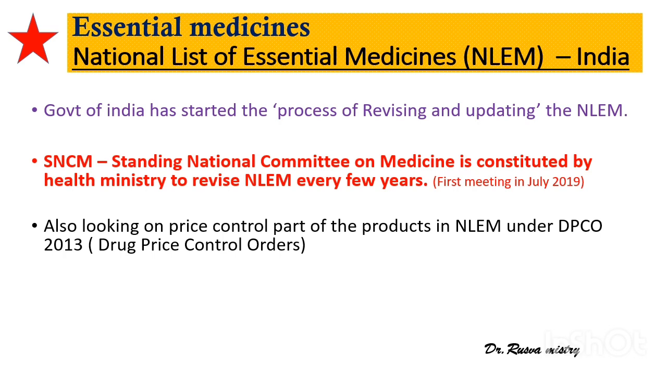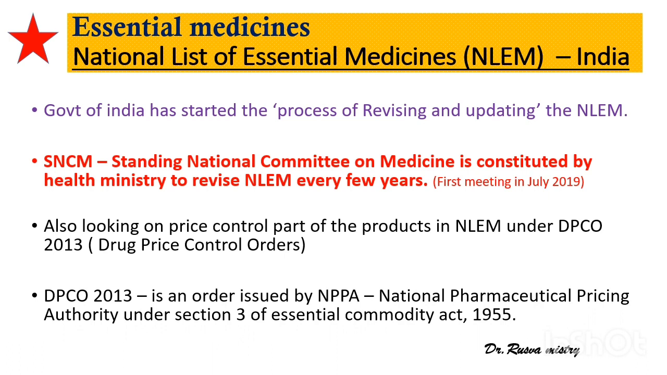Now, what is this DPCO 2013? It is an order issued by the NPPA, that is the National Pharmaceutical Pricing Authority, under Section 3 of the Essential Commodities Act 1955. This NPPA is an organization of the Government of India that fixes or revises the prices of controlled bulk drugs and their formulations, including those mentioned under this NLEM. Violation of this DPCO 2013 is a punishable offence under Section 7 of the Essential Commodities Act 1955, and here the punishment is imprisonment for a term of not less than 3 months, and it may extend up to 7 years.